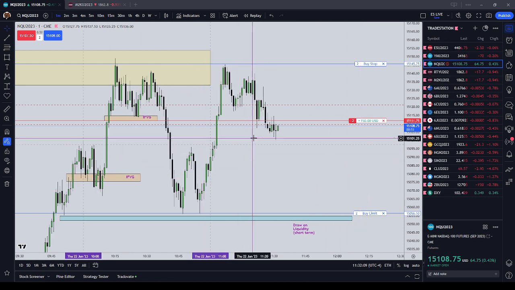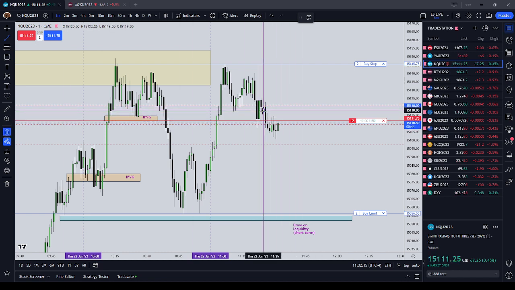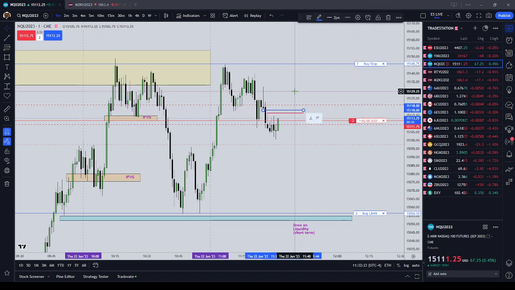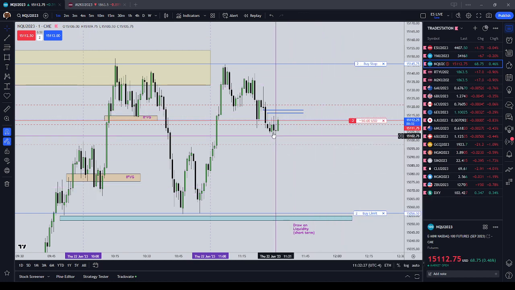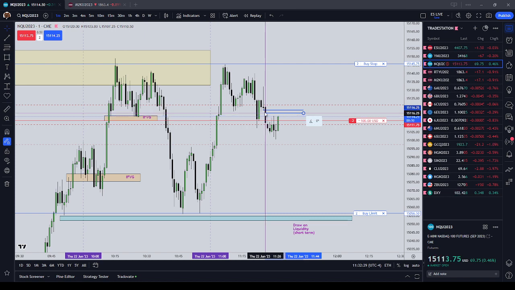So, efficient trading on the NASDAQ right now. We do have some separation right there that I would be interested in. Want that to stay open if possible. Like to see that stay open.